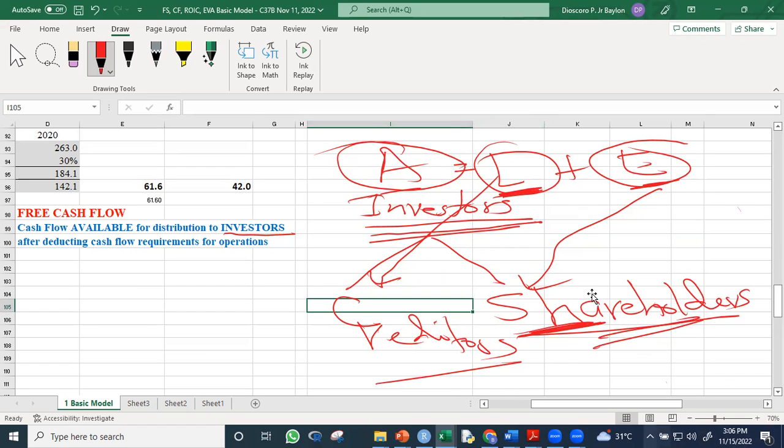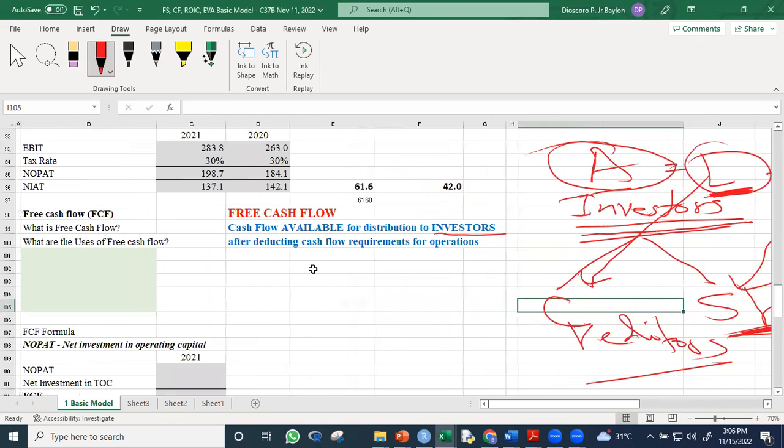Now let's go back to the definition of the free cash flow. We said that the free cash flow is the cash flow available for distribution to whom? To the investors. Which investors? Creditors and shareholders. Okay? So when do we give them? After deducting cash flow requirements for operations.